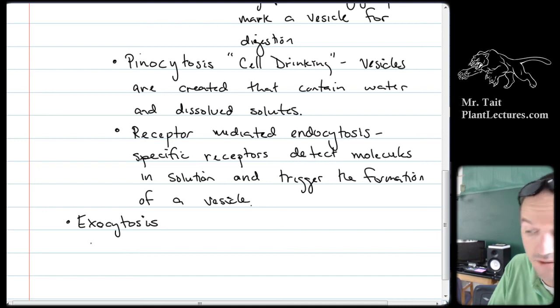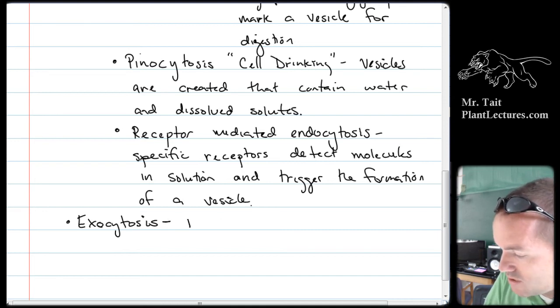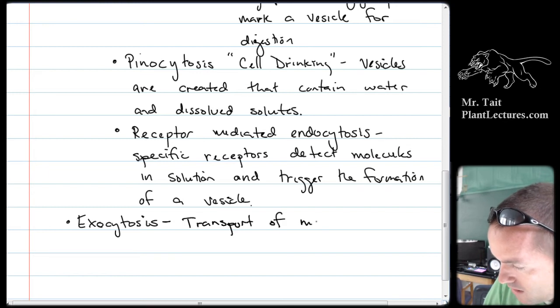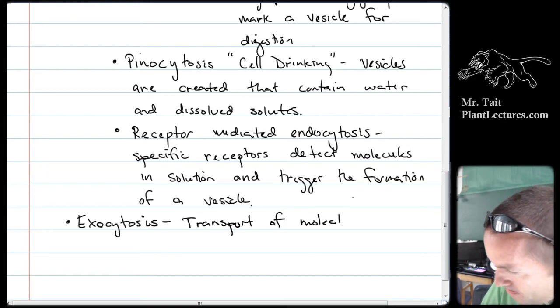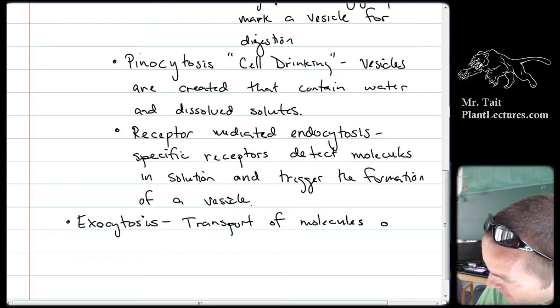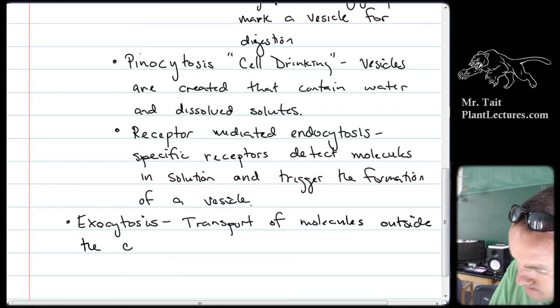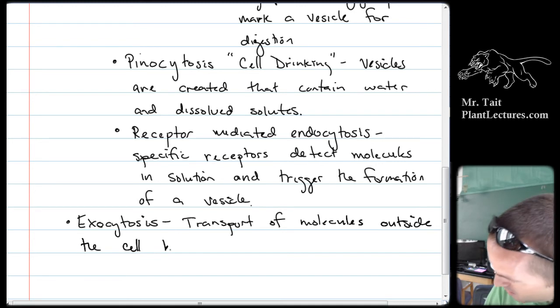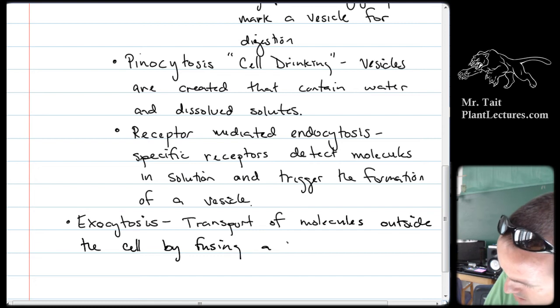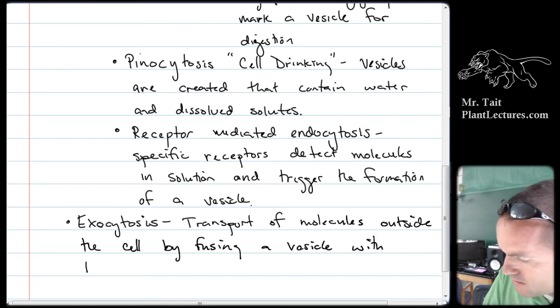And that's really all it is, right? This is the transport of molecules outside of a cell, or outside the cell, by fusing a vesicle with the plasma membrane.